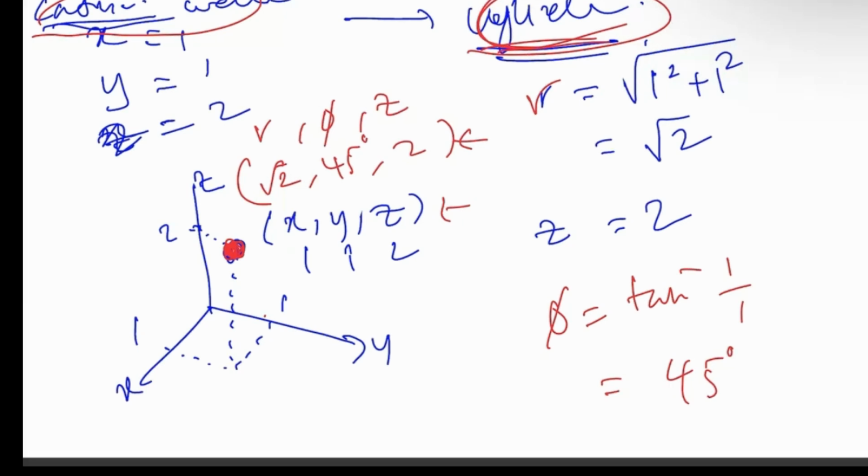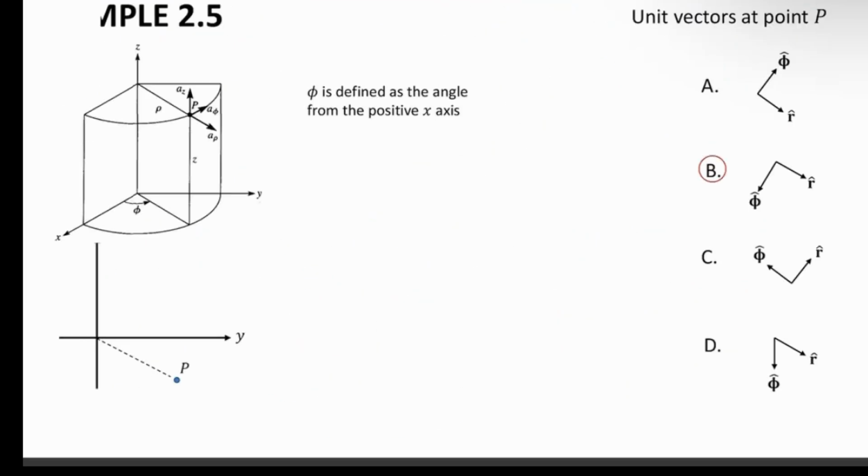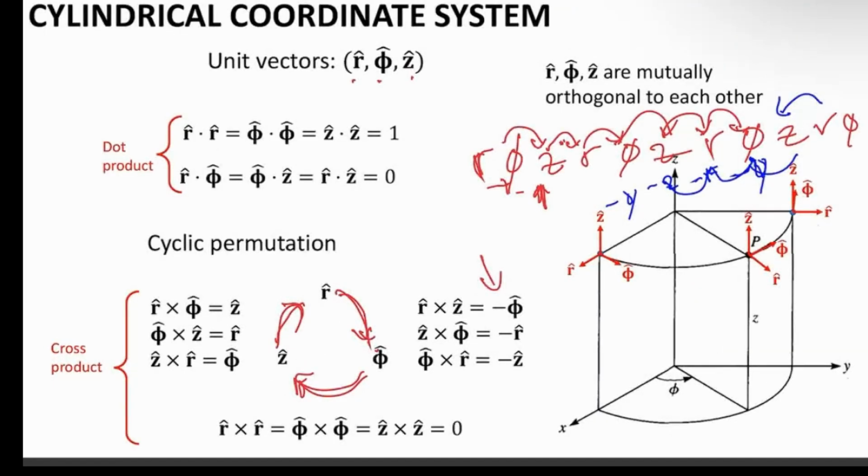So, any question regarding the cylindrical coordinate system and the Cartesian coordinate system, and also the transformation from cylindrical to Cartesian and Cartesian to cylindrical? Any question?